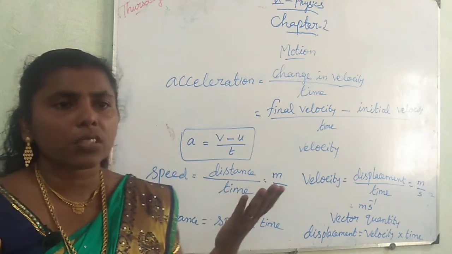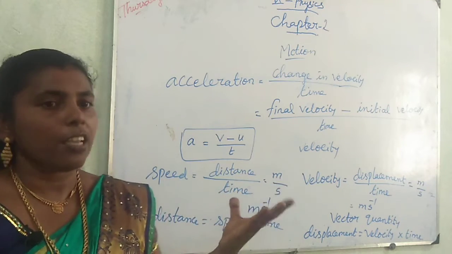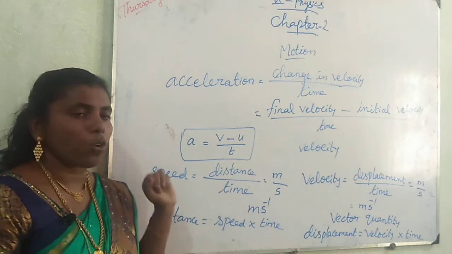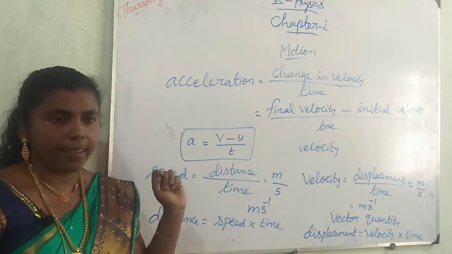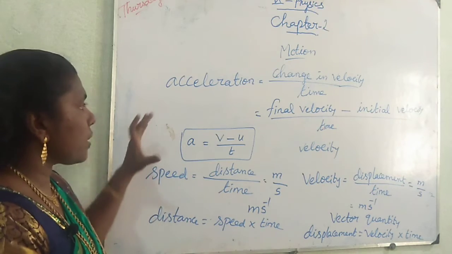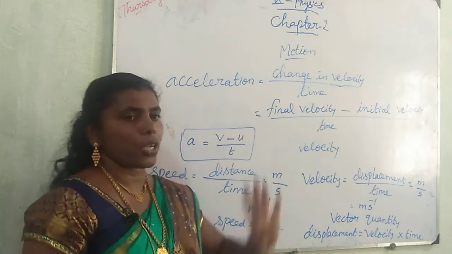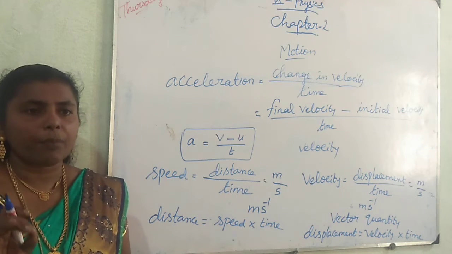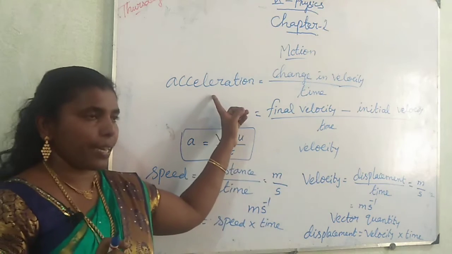What is V minus U? Change in velocity. T means what? Time. A, acceleration. Okay. So let's learn about acceleration. What is the definition of acceleration? Change in velocity divided by time is called acceleration.